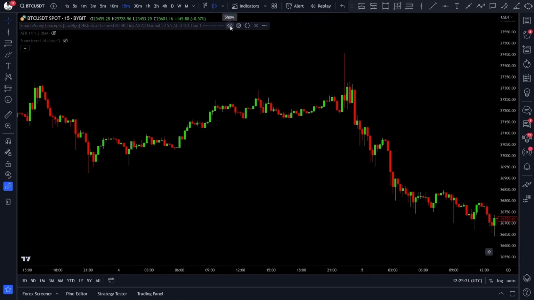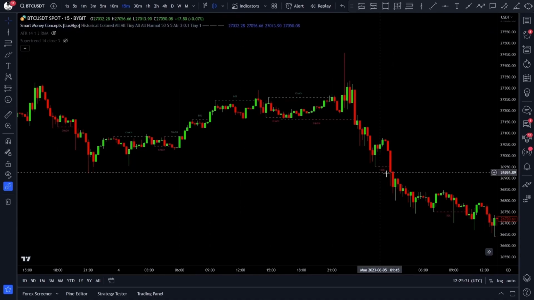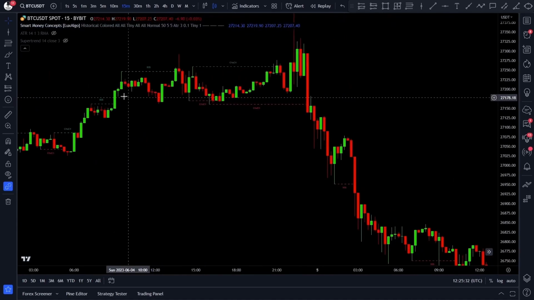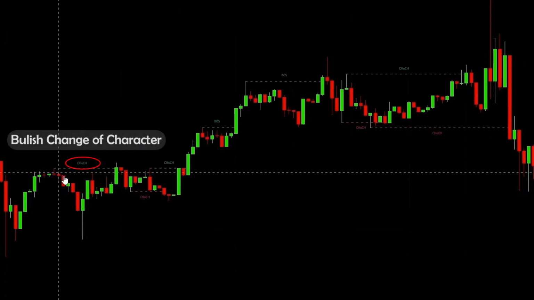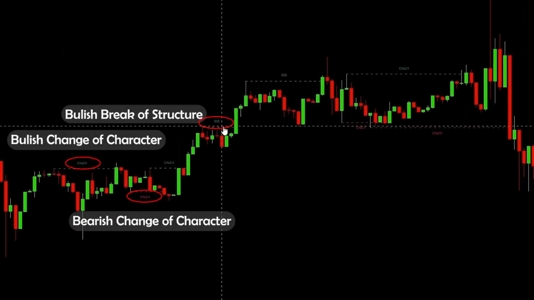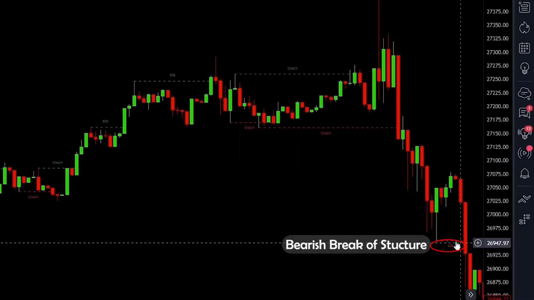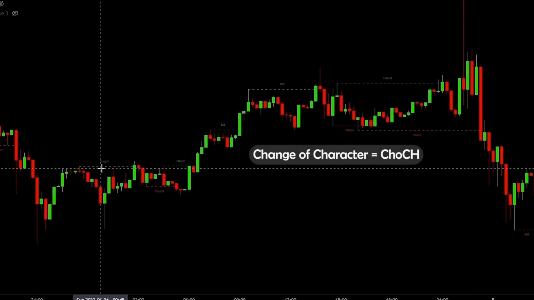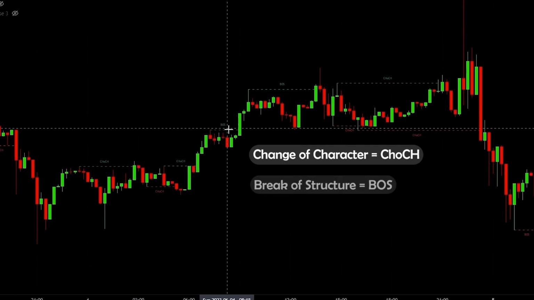Now let me explain briefly how this Smart Money Concepts indicator works. If you apply it to your chart, you will see 4 different components. You can see a bullish change of character, a bearish change of character, a bullish break of structure, and a bearish break of structure. A change of character will be signaled with a label of CHOCH. A break of structure is labeled with BOS.